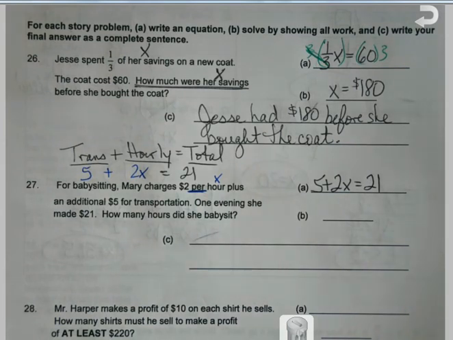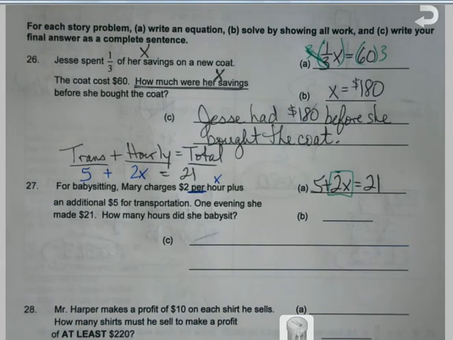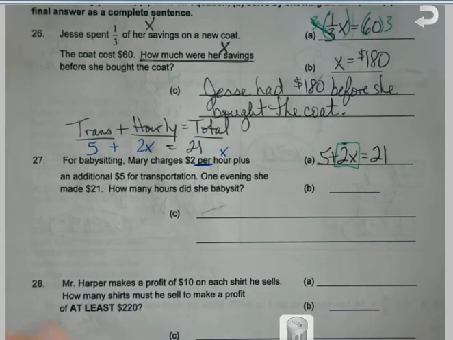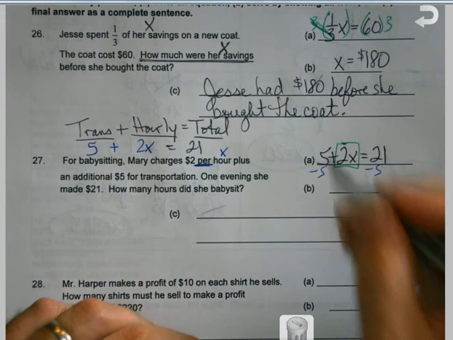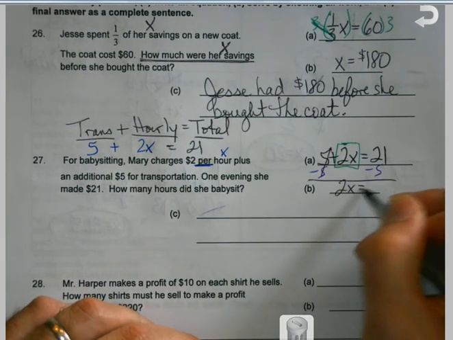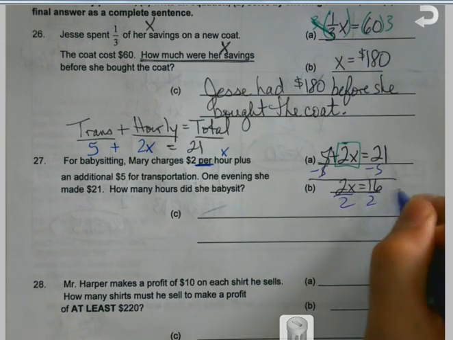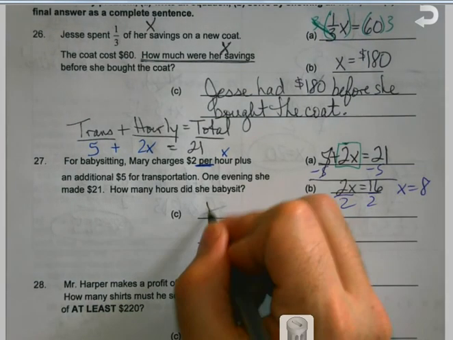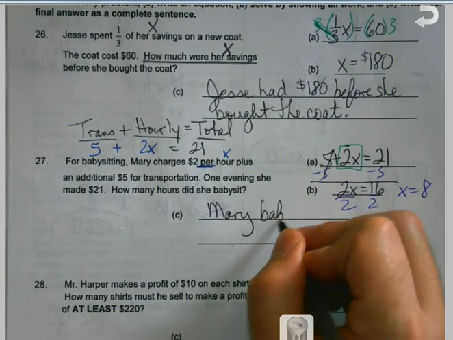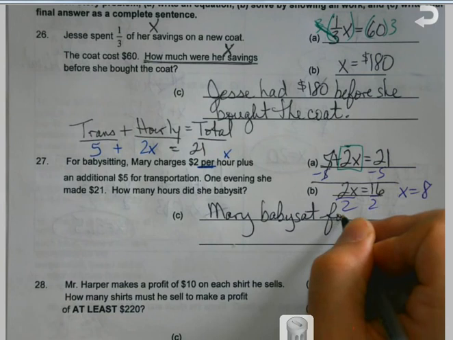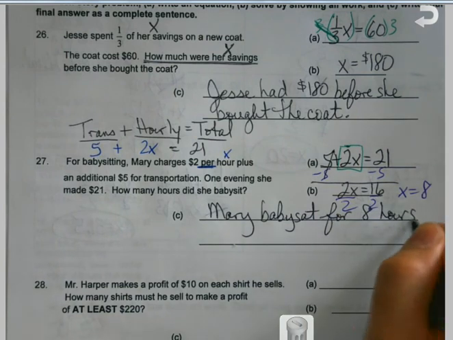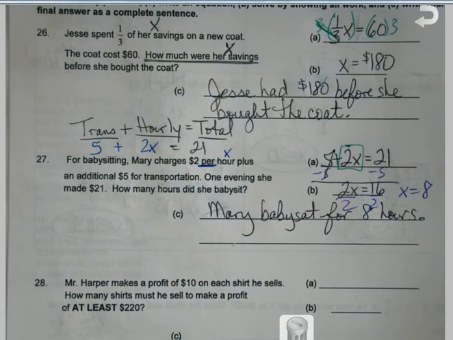So I look and I'm like, okay, I've done these. I need to get my x term alone first. What's my first undo? Subtract 5 or minus 5. Excellent. So good, we've got our x term isolated, so now how do I get x alone? What's my last undo? Divide. Mary babysat for 8 hours. It's a sentence. Keep it simple, keep it simple, keep it simple.